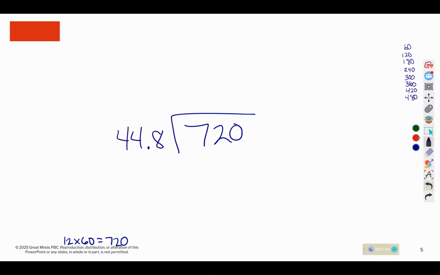Remember, we want to work with division of whole numbers. So we're going to move this decimal once and move this invisible decimal once as well. So they're both whole numbers. Now I'm working with 448 and 7,200. Well, 448 fits into 721 time. 10 minus 8 is 2. 11 minus 4 is 7. 6 minus 4 is 2.